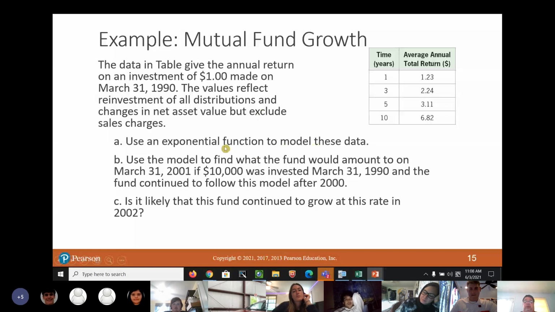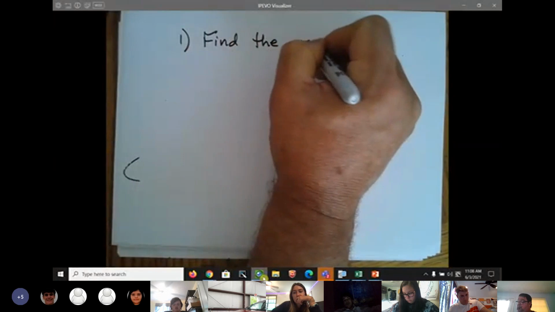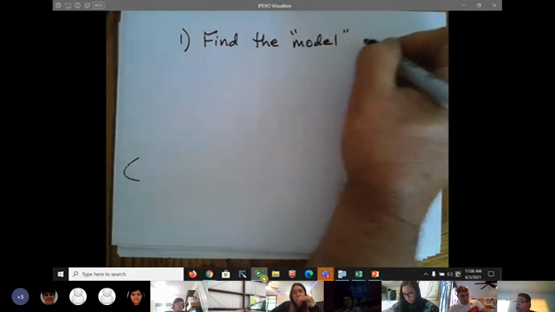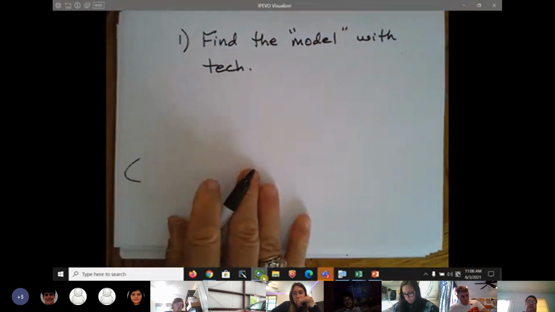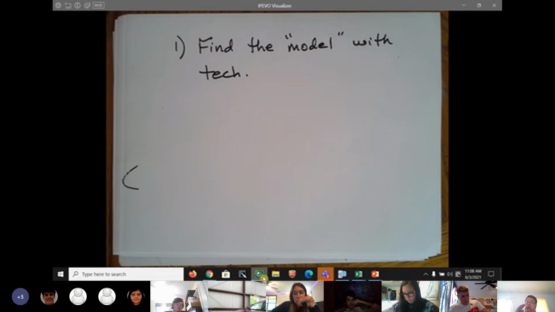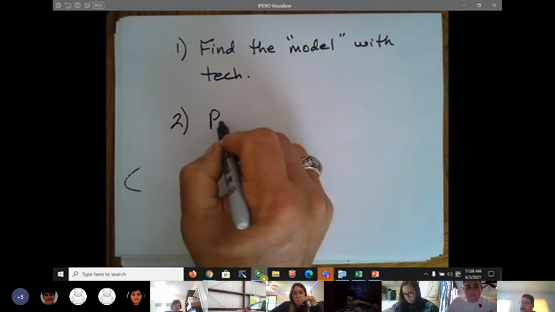Okay, they're wanting you to use an exponential and then predict. I'm not going to go through this. Put these in your calculator or your spreadsheet. Find the model and then predict. That's what B and C is. Okay, so I'm going to write this down for you. 1, find the model with tech, which means spreadsheet or calculator. 2, they're going to ask you for predictions, plugging in X.